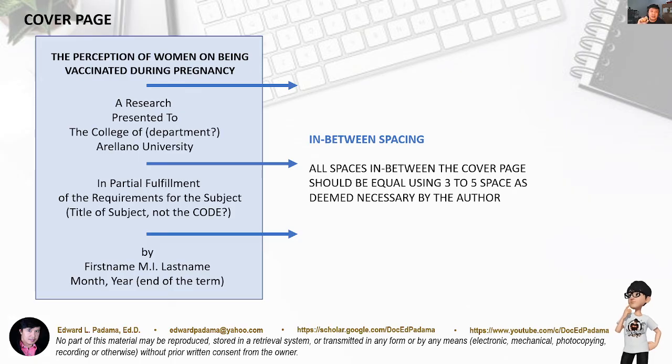So if you're going to use 3, make sure you have 3 spaces on top, 3 in the middle, and 3 at the bottom. If that is not yet equal, then you can adjust. You can make it 2 on top, 2 in the middle, 2 at the bottom. Again, that is subjective. Just make sure that all 3 spaces are equal. So I think this is the last part of our discussion for today.